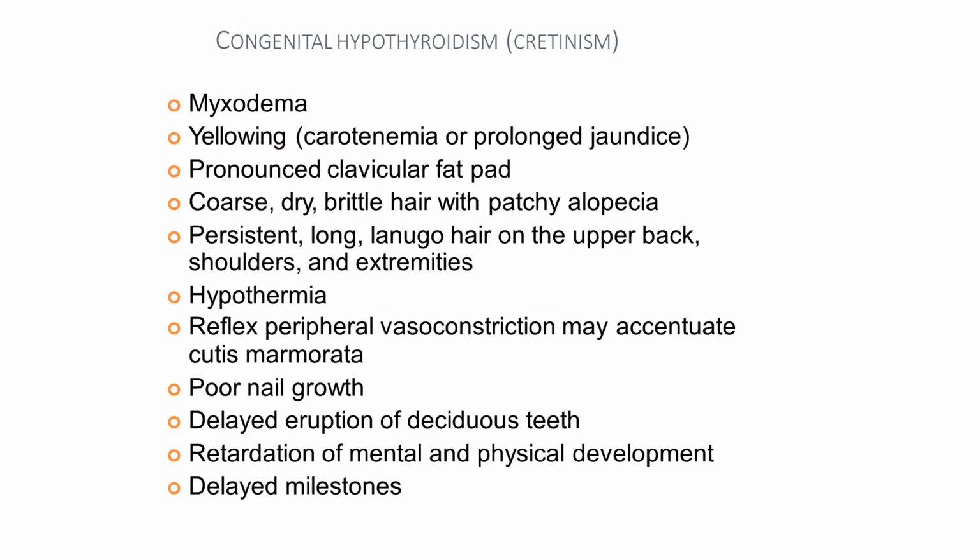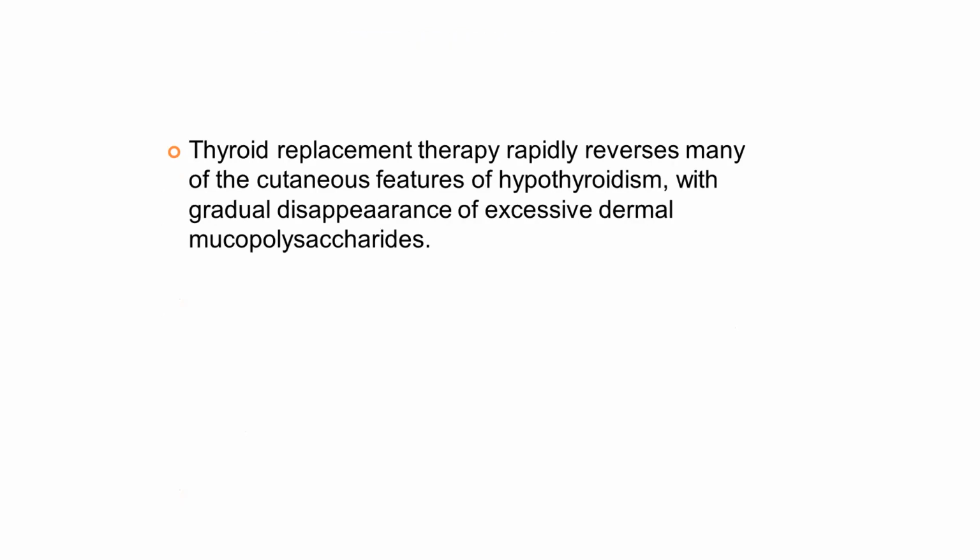Congenital hypothyroidism, or cretinism: myxedema, yellowing or carotenemia, or prolonged jaundice, pronounced clavicular pad of fat, coarse, dry, brittle hair, persistent long lanugo hair on the upper back, shoulders, and extremities, hypothermia, poor nail growth, delayed eruption of deciduous teeth, retardation of mental and physical development, and delayed milestones. All this is very important, and it can be reversed when thyroxine is given.